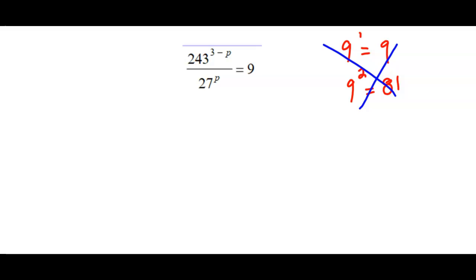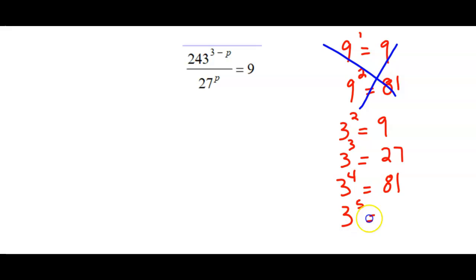So you're going to want to go down a base. So I would say to use base 3 then, because I could do 3 to the second power, and that's going to give me 9. 3 to the third power is going to give me 27. 3 to the fourth power is 81. And then 3 to the fifth power equals 243. So the numbers that we have in our equation are 9, 27, and 243. So these are going to be the three expressions we're going to use to change our bases here.